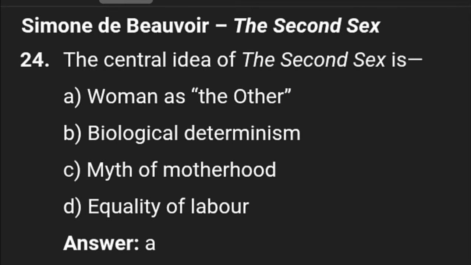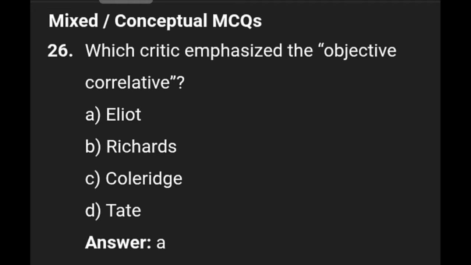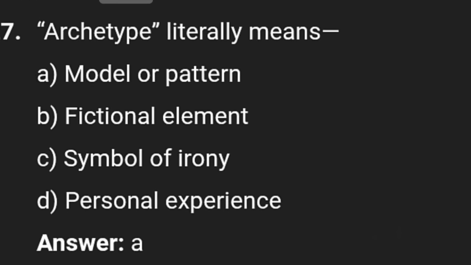Then, question from Simone de Beauvoir, The Second Sex. The central idea of The Second Sex is woman as the other. Then, the famous line, "One is not born but rather becomes a woman," is written by Simone de Beauvoir. Then, questions from all the topics. Which critic emphasized the objective correlative? Eliot. Then archetype literally means model or pattern.